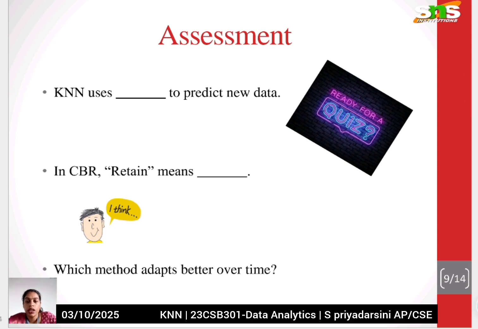Next, we have some questions to check your understanding. First one: KNN uses dash to predict new data. It is nothing but the nearest neighbor algorithm. Second: in CBR, what is the retain method? Retain means storing the improved case in the system. Which method adapts best over time? It is obviously CBR because it learns from the past and improves itself.